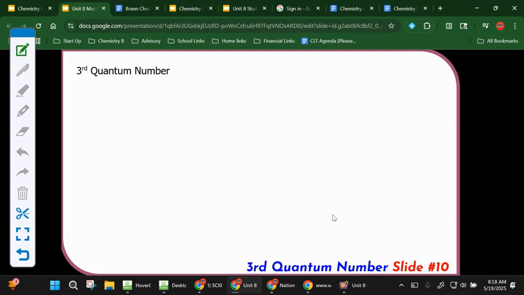Wonderful. The third quantum number, ladies and gentlemen, represents the orientation of a sublevel. What is orientation? What do we mean when we say orientation? What is the orientation of this marker right now? Horizontal.